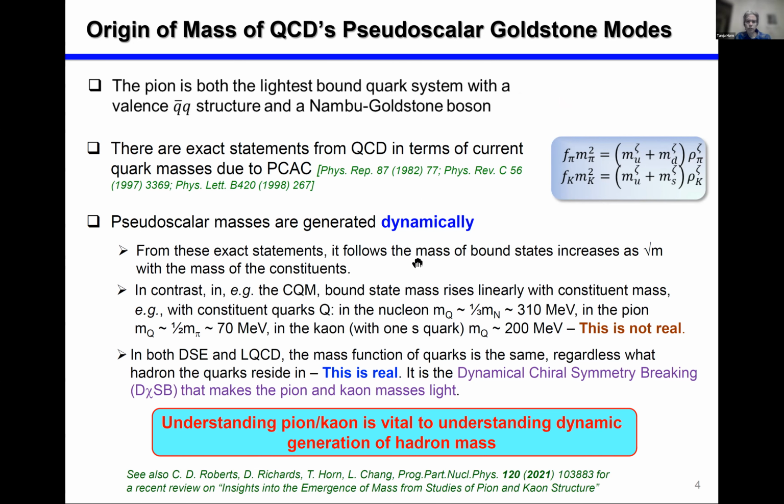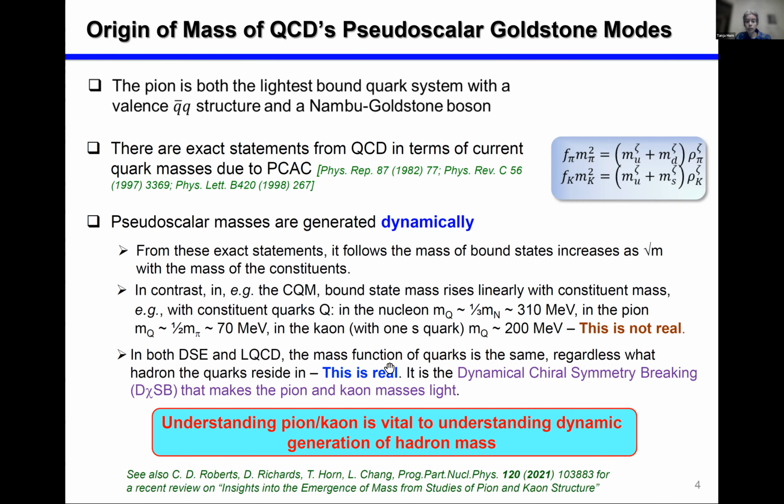But if you do this for these exact statements, you can see the mass increases as the square root of m, with the mass of the constituents. You see there's a sharp contrast with models like the constituent quark model, where the bound state mass would rise linearly with constituent mass. And that would mean that in this model the mass of the quarks in a nucleon would be about 300 MeV, in a pion would be 70 MeV, and in the kaon would be 200 MeV. But clearly that is not real.